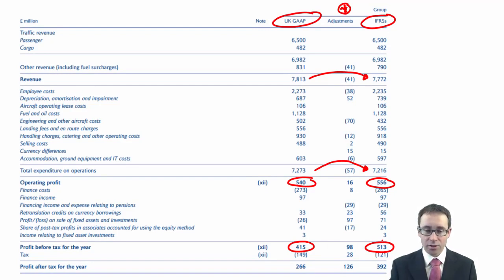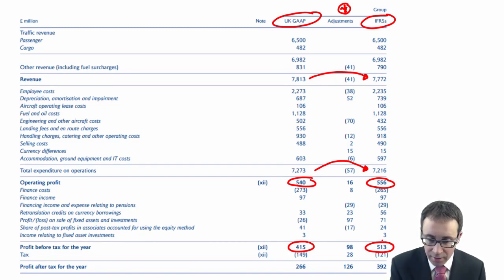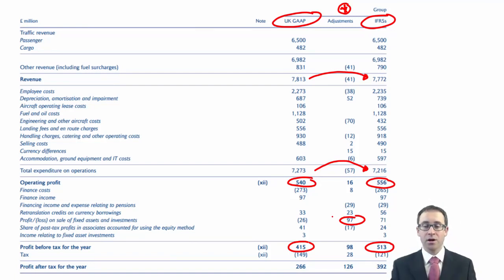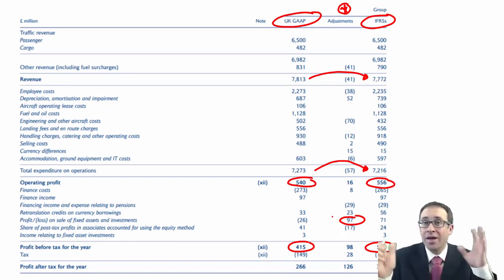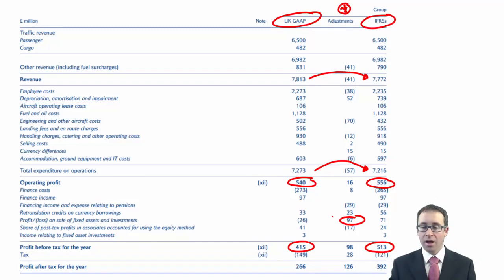Okay, so there's some big adjustments there to do with profits or losses on sale of fixed assets and investments. So maybe that might be related to something to do with IFRS 5 and your discontinued operations and non-current assets held for sale. I'm just purely speculating, but that may have accounted for some form of difference there, mightn't it?